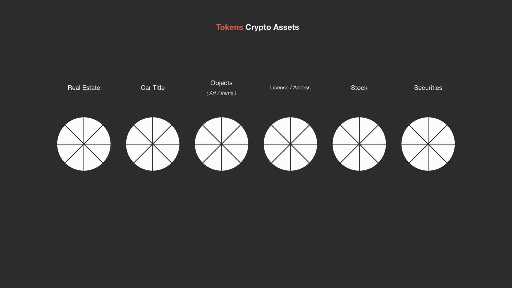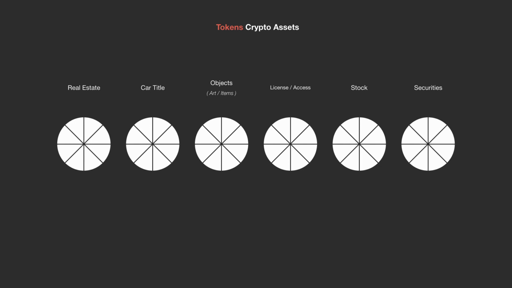Meaning if you have a token that represents an object or a piece of art, lots of people could potentially buy into a part of that and own it amongst themselves. If it represented real estate, it would allow people to invest in real estate that otherwise they might not be able to, because I don't have all this money to buy a brand new house, right?